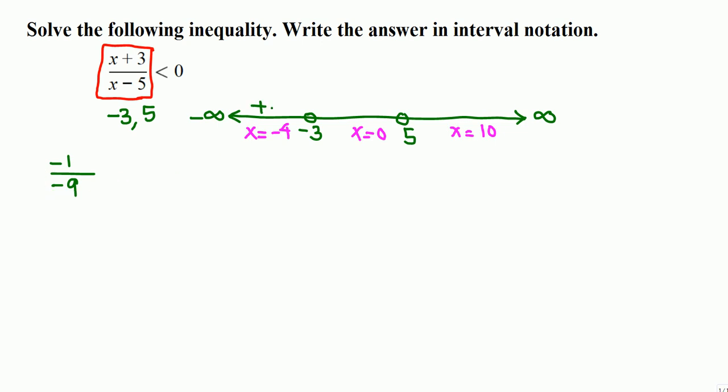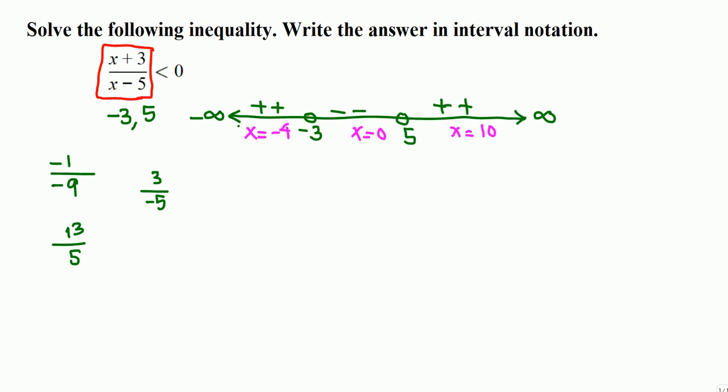All I need is the sign, positive. Plug in x equals 0. 0 plus 3 is 3, over 0 minus 5, which is negative 5, so that's negative 3/5. So this is negative. Plug in x equals 10. 10 plus 3 is 13, over 10 minus 5, which is 5. 13/5, that's positive.